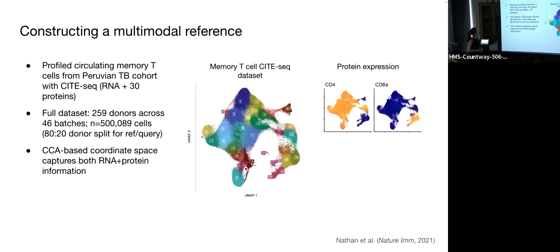For this example, we used a dataset of circulating memory T cells from a Peruvian tuberculosis cohort that was assayed using CITE-seq, so RNA as well as 30 surface proteins. The full dataset includes 259 donors across about 500,000 cells, and we did an 80-20 donor split to create the reference and query datasets. And then we defined this coordinate space using a method called CCA, which you can think of as similar to PCA, except that it can combine both the RNA and protein information.